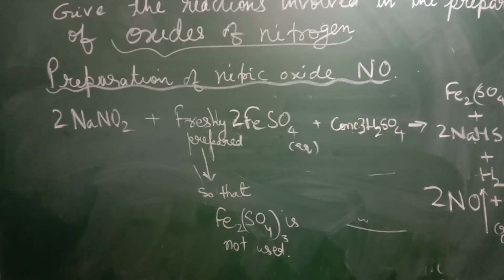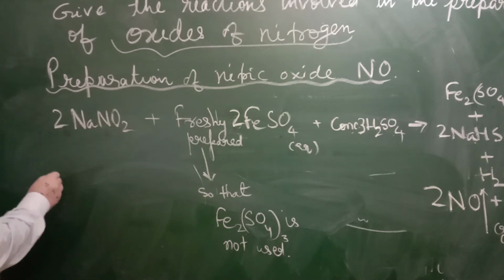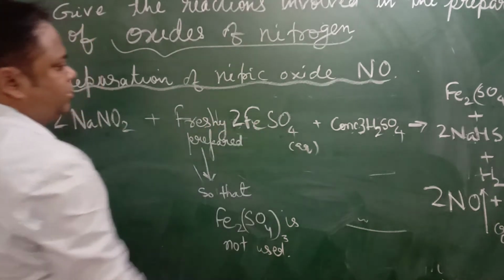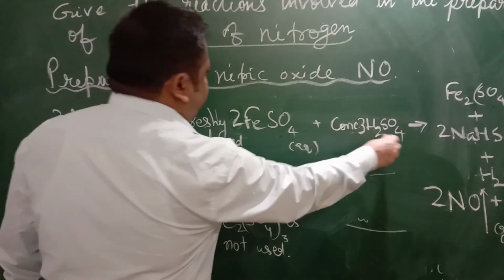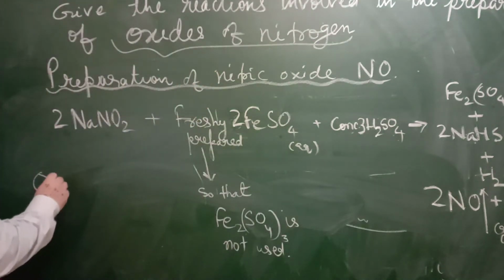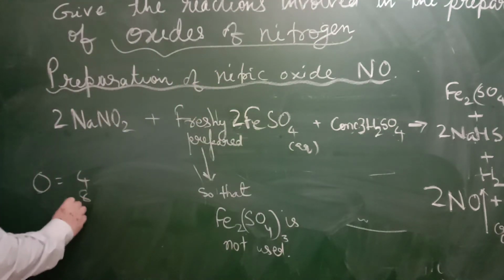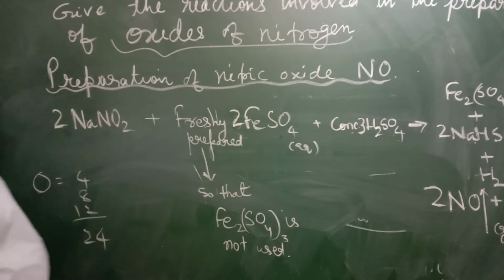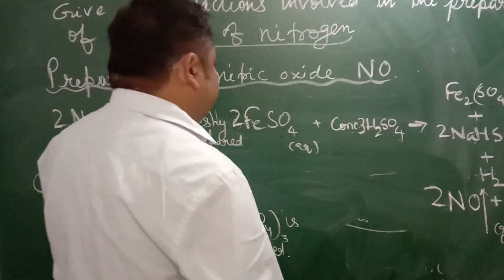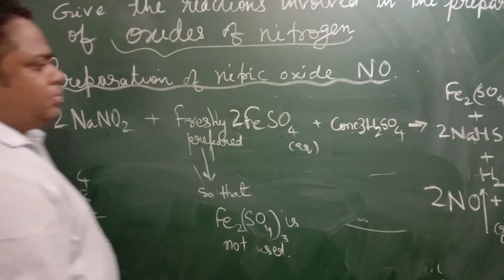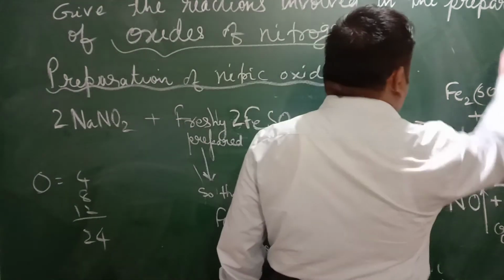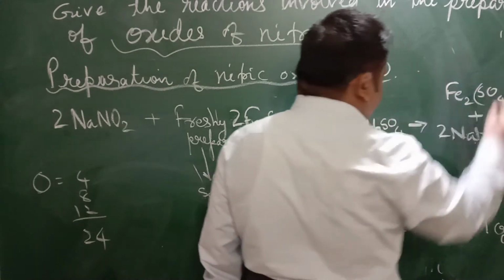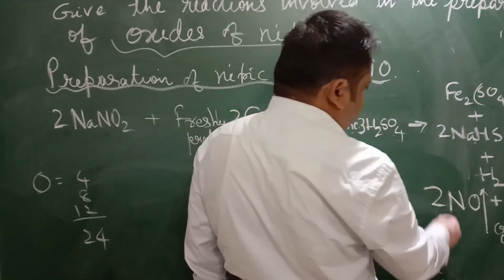So here how much oxygen is there? Let us count the number of oxygen atoms. 4, 8 and 12. 4, 8 and 12. So 24 oxygen atoms are there. This side 12, 8 and 2.